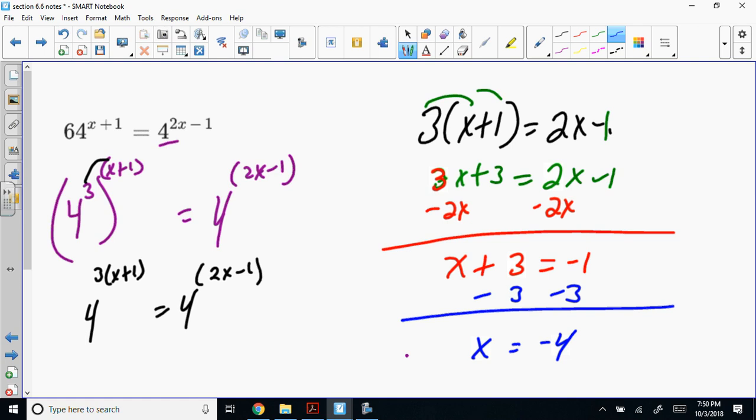Like when you go to put it back in, if I put -4 back in, it'd be -4 plus 1, which is what? -3. So 64 raised to -3. We know that would be a fraction, not a decimal, because of the negative exponent. So 2 times -4 is -8. -8 minus 1 is -9, right? So 4 raised to -9 should be the same as 64 raised to the -3. Sorry, I can't do math tonight.